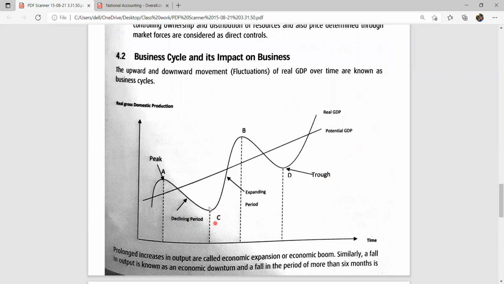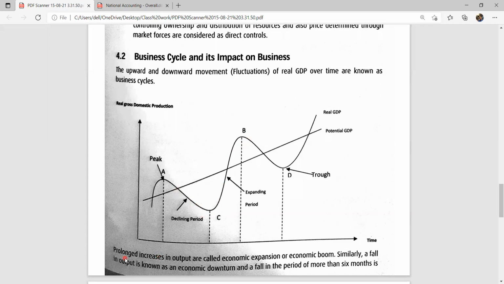Once again, from the trough to the peak, it is growth or recovery. Growth or recovery. These are the 4 periods: peak, recession, slump, growth. These are the 4 periods of a business cycle.